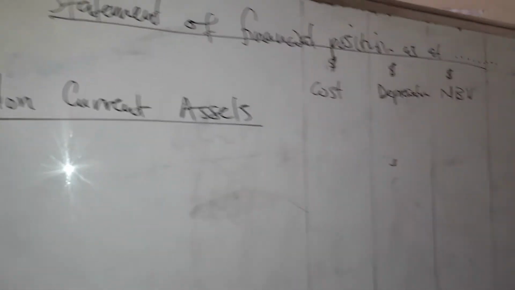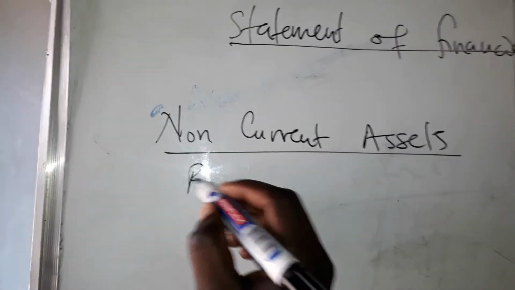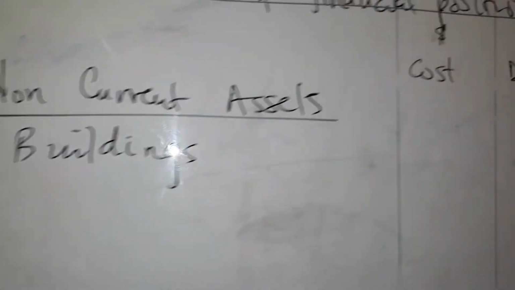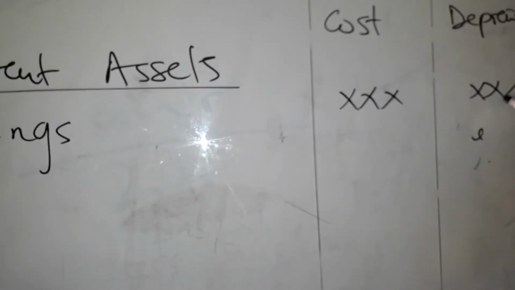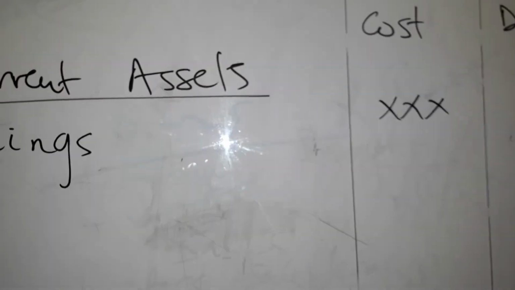Non-current assets, these are assets with the duration of more than 1 year. So we can have examples like buildings, right? Buildings, the cost maybe, let's say XXX, then they have depreciated XX. Then if we subtract here, we're going to have a value.